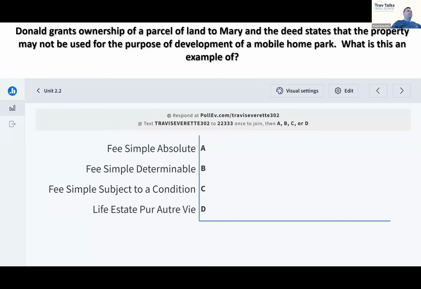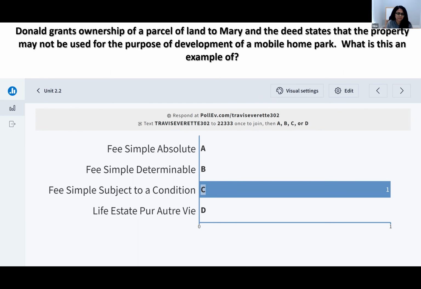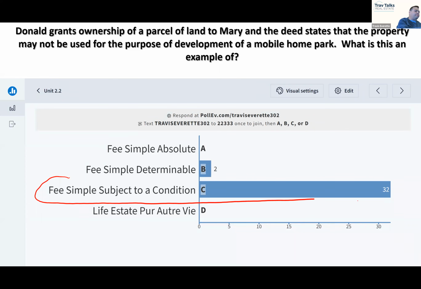So look at this question. It says Donald grants ownership of a parcel of land to Mary, and the deed states that the property may not be used for the purpose of development of a mobile home park. This is an example of, do we think this is fee simple absolute, fee simple determinable, fee simple subject to a condition, or a life estate per autre vie? Subject to a condition. I like the way your brains are headed. Subject to a condition.